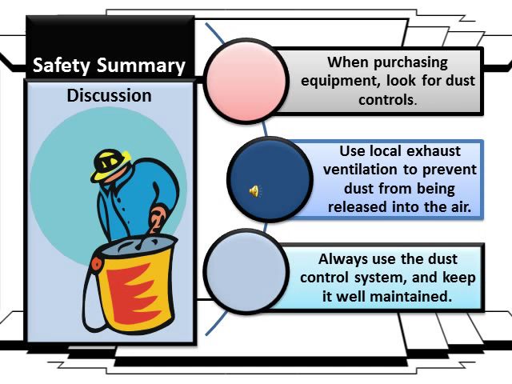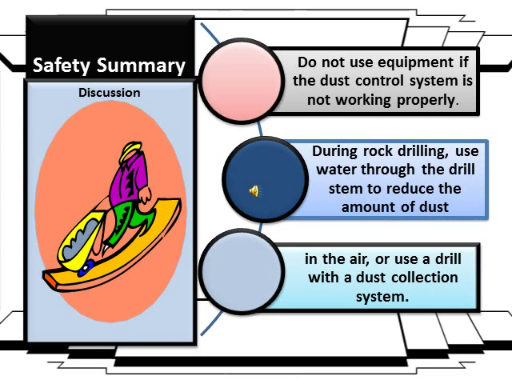When purchasing equipment, look for dust controls. Use local exhaust ventilation to prevent dust from being released into the air. Always use the dust control system and keep it well maintained. Do not use the equipment if the dust control system is not working properly. During rock drilling, use water through the drill stem to reduce the amount of dust in the air, or use a drill with a dust collection system.